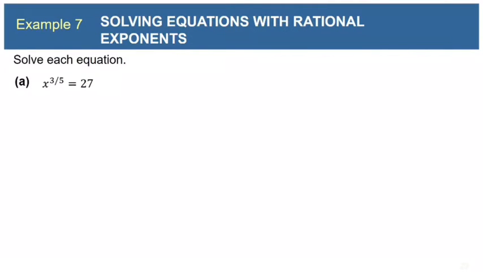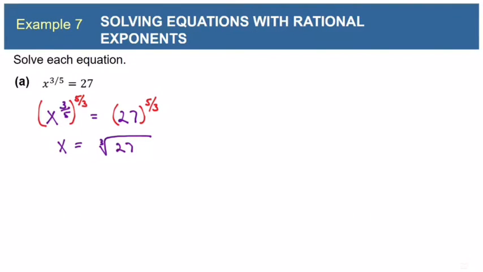So here's a pretty simple looking equation. We've got x to the 3/5 power equals 27. So what we want to do to eliminate this 3/5 exponent is raise both sides to the 5/3 power. Now 3/5 times 5/3 is 1, so the left side is just x. And now the right side is the third root of 27 to the 5th power.